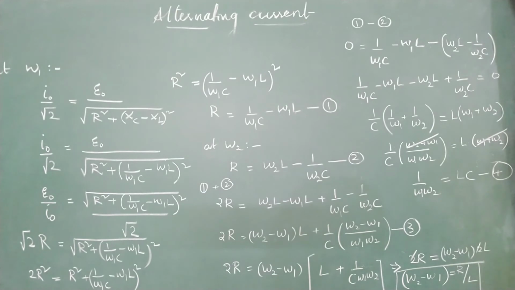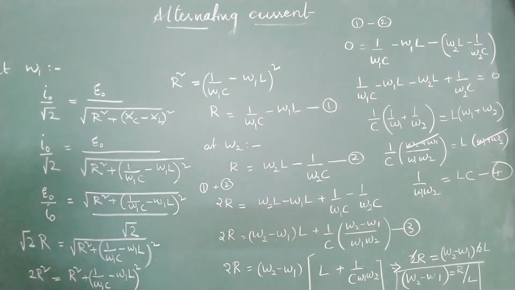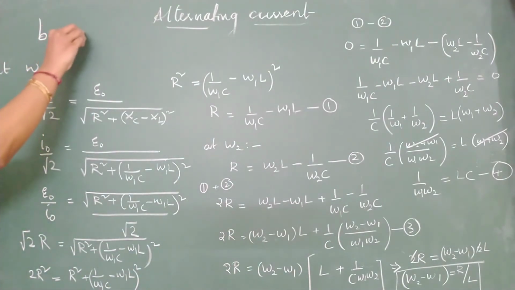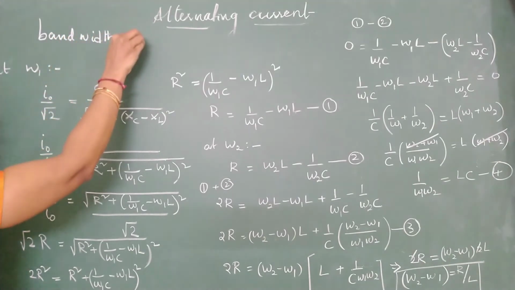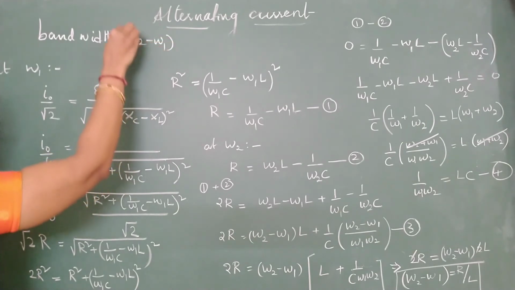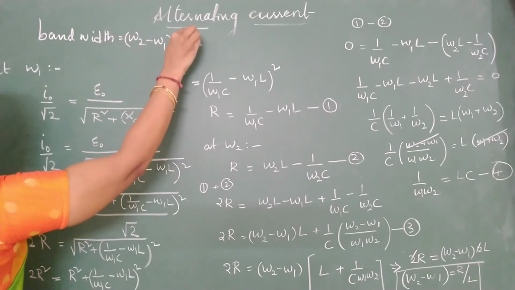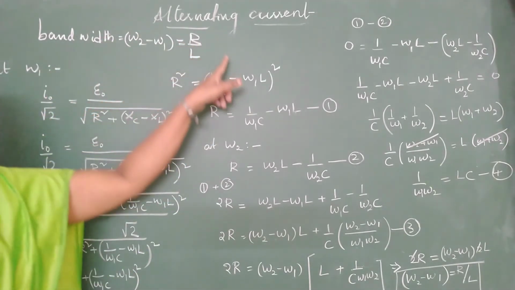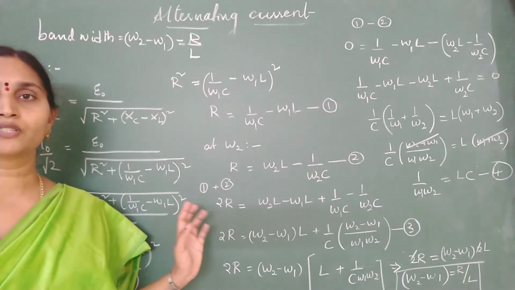Okay, it is all mathematical calculation. So finally, what did we get the bandwidth as? Okay, we have got the bandwidth. Here I will write the bandwidth. Bandwidth, omega 2 minus omega 1, has come out to be equal to R divided by L. So this is your expression for bandwidth. And once you know the bandwidth, we can find out the quality factor.